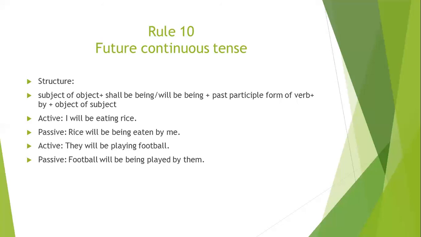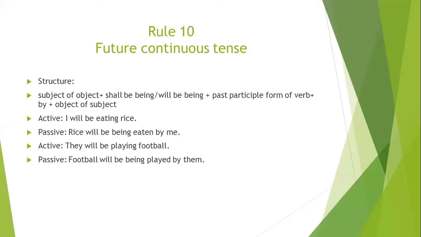Let's switch to our next rule. That is the rule of future continuous tense. First of all, see the structure. That is subject of object plus shall be being or will be being plus past participle form of verb plus by plus object of subject. So the example is, if you say in the active voice, I will be eating rice.